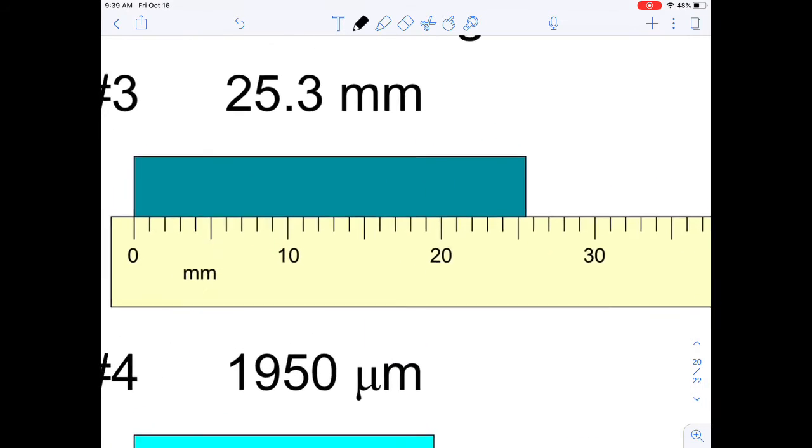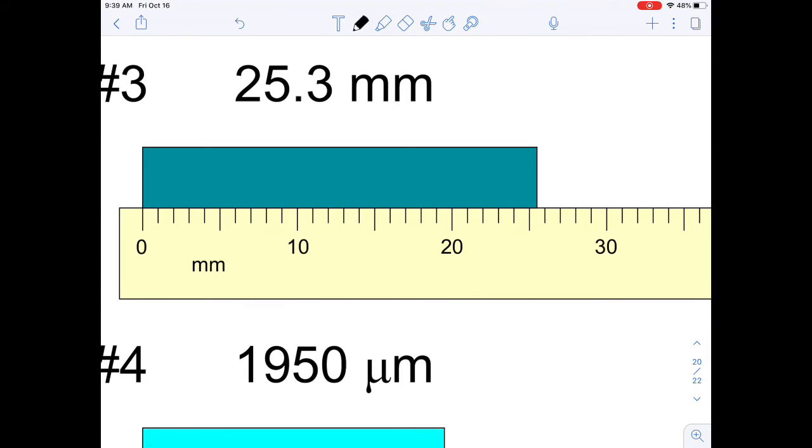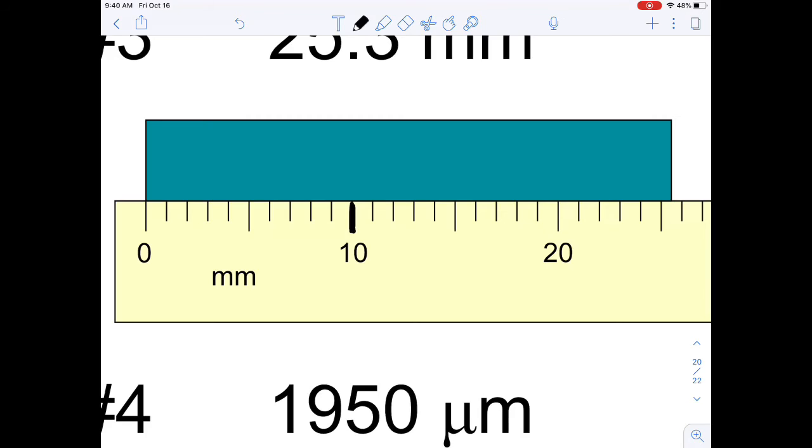Taking a look at some more examples here. We've got this teal bar. If I take a look at what this counts by, this is 10 millimeters right here. That means that each individual marking, remember that's how we base what our measurement's going to look like, is counting by ones. So if I were to write 10,000, the ones place is right here. I should be estimating the tenths place. I should have 1 digit past the decimal.